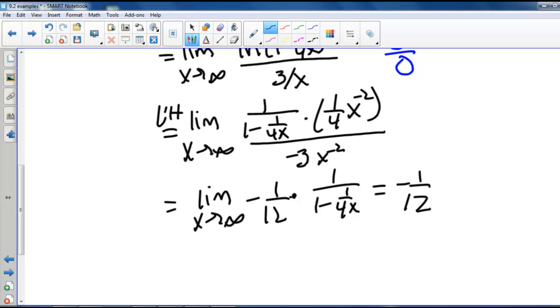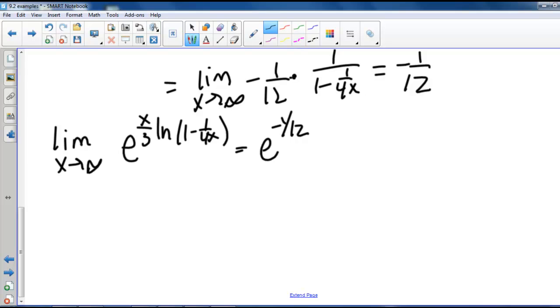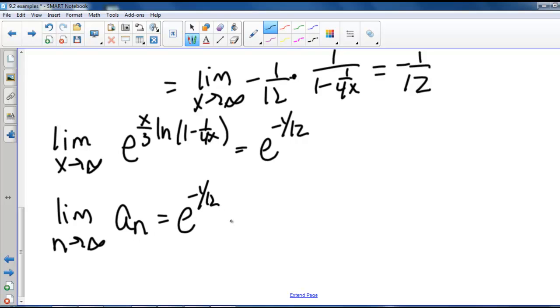So this tells us that the limit as x goes to infinity of e to the x divided by 3 natural log of 1 minus 1 over 4x equals e to the negative 1/12. So our sequence limit as n goes to infinity of our sequence equals e to the negative 1/12 and converges.